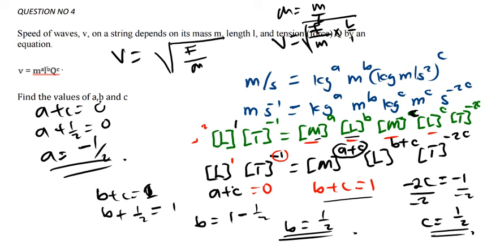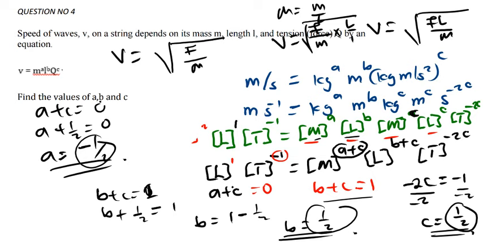What do I mean? C is half, which is correct. So if I do this, the velocity will be like that, F times L divided by M. So a has to be negative half, which is true, because you see down here. So these answers are correct. That's for question 4.